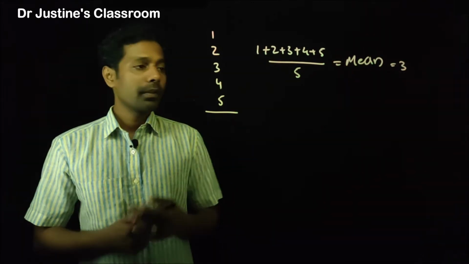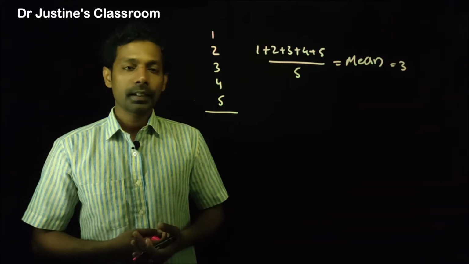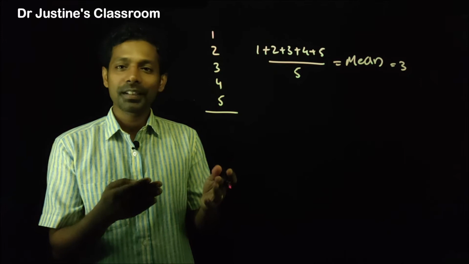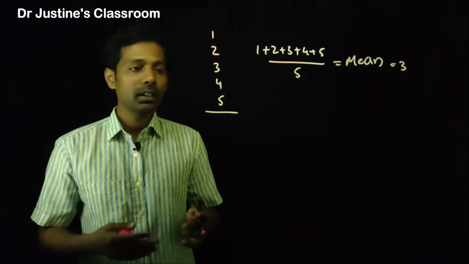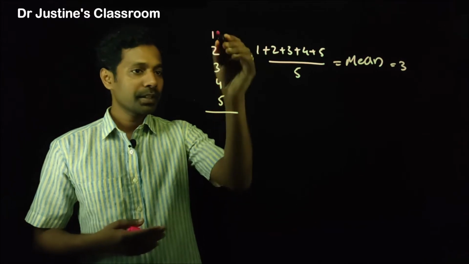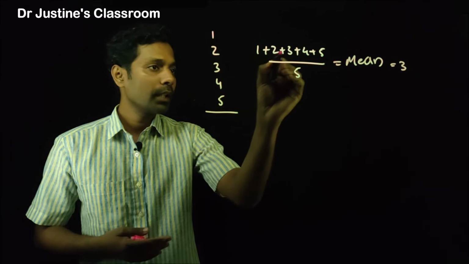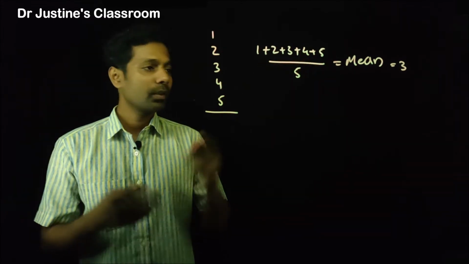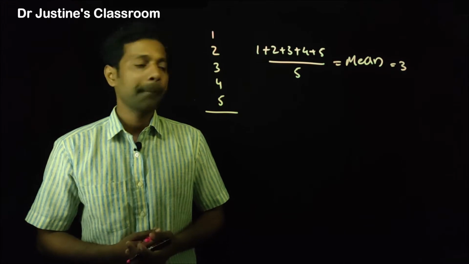This is the most frequently used measure of central tendency. I would say it's the most sophisticated method to understand the central tendency, because this measure of central tendency is based on all the values. Each value is taken into consideration. So this is the most important measure of central tendency, the arithmetic mean.